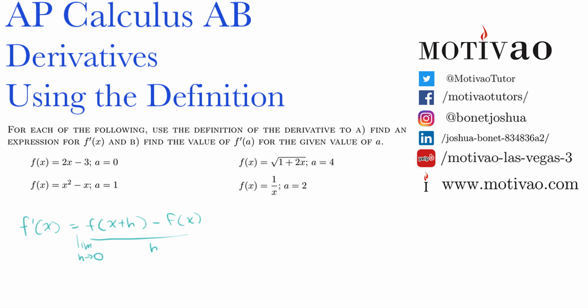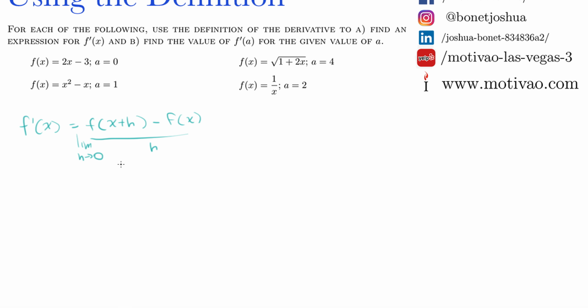Okay, so let's find the first one. You have that f of x equals 2x minus 3. I want to find the derivative of f of x. So f prime of x equals the limit as h approaches 0 of f of x plus h. So I'm going to substitute x for x plus h. So this is going to be 2 times (x plus h) minus 3. Notice that wherever I saw an x in the function, I substituted x plus h.